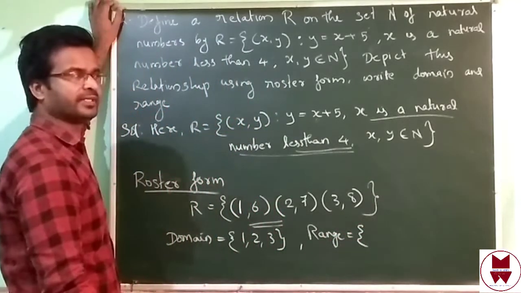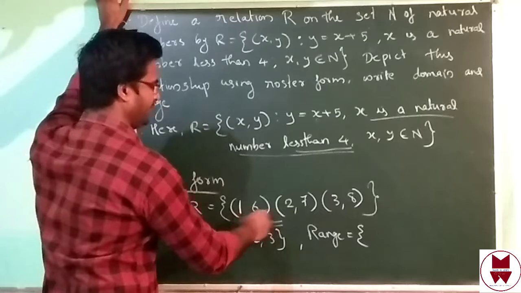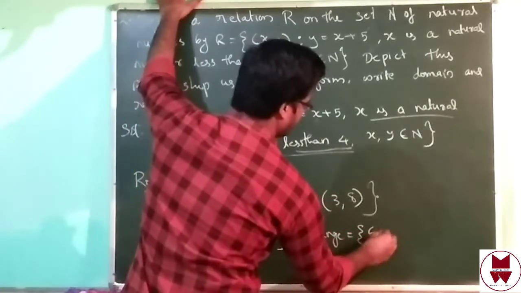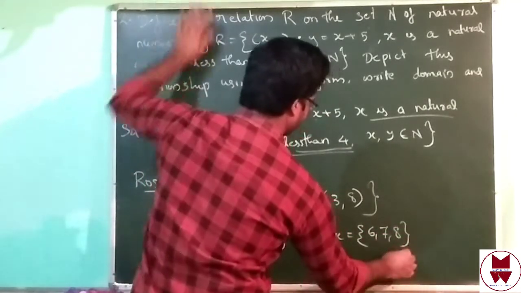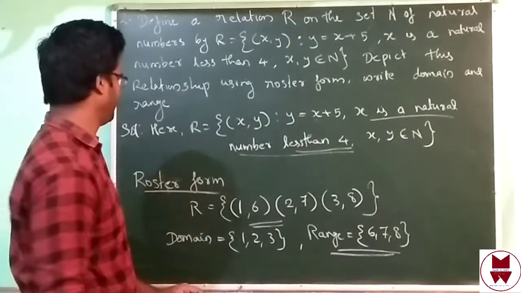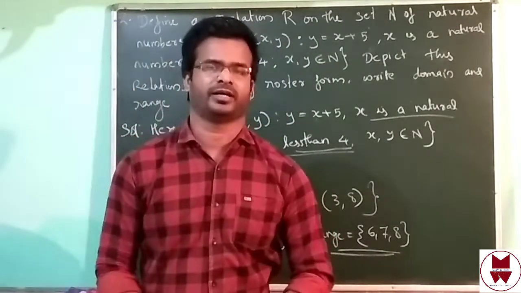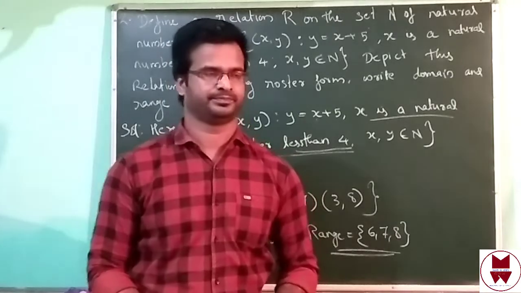Range means the second element from the ordered pairs: 6, 7, 8. This is our answer. Keep in mind that roster form and tabular form are the same.